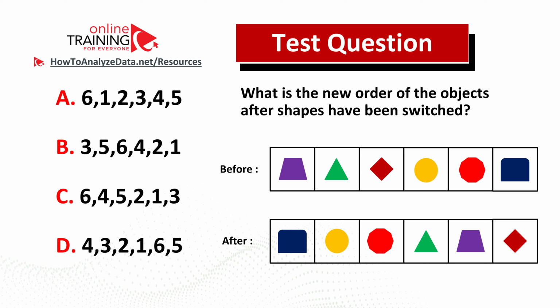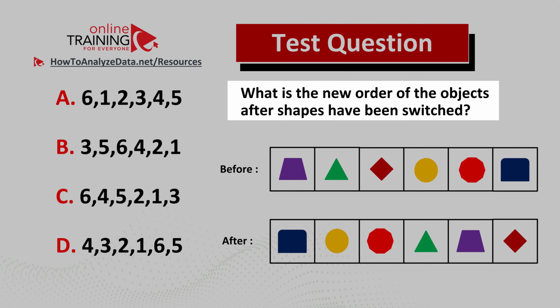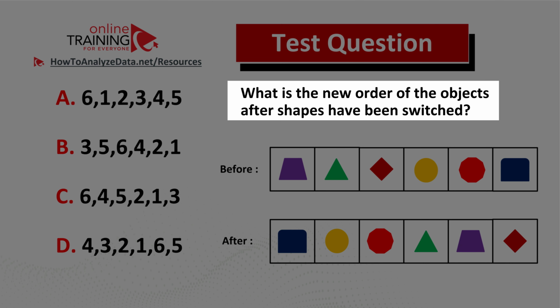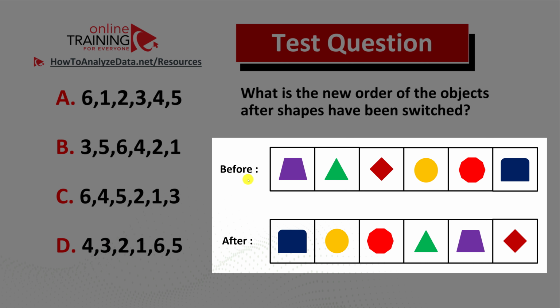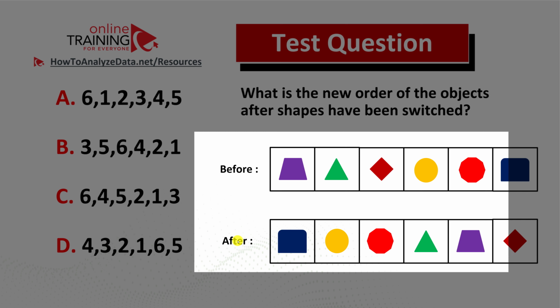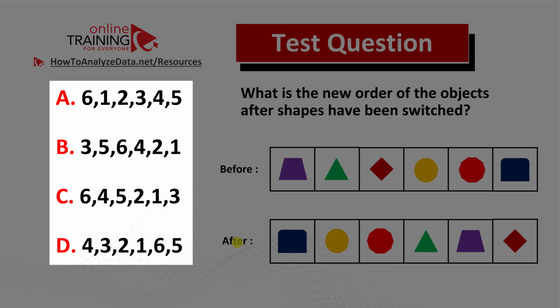Here is a tricky question from the real test, but somehow I have a feeling that you might come up with the answer on your own. Let's go ahead and jump straight to the question. What is the new order of the objects after shapes have been switched? You're presented with two sets of objects, before and after. Before has 6 objects, and after has the same objects but in a different order. You have 4 different choices to choose from.